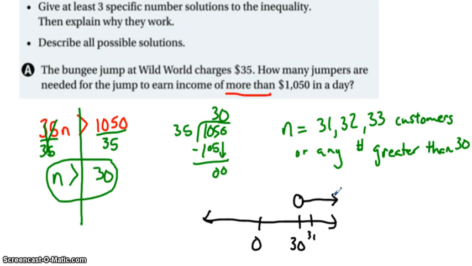Now, a question that we need to look at real quick is, would 30.5 work? Mathematically, yes, 30.5 would work, but logically, since we're talking number of customers or number of jumpers in this case, we're not going to have half of a person jumping, or they're not going to charge less for half of a person. So it's not a realistic answer for this situation. We're only looking for whole numbers that are greater than 30.